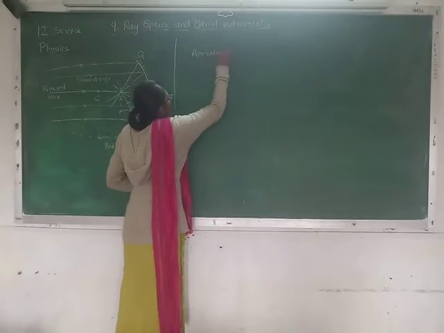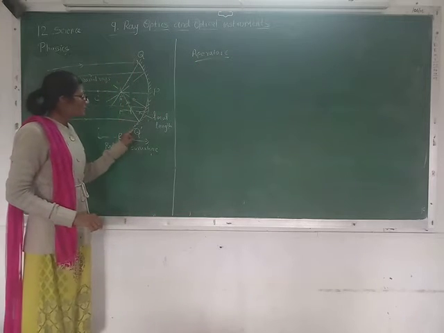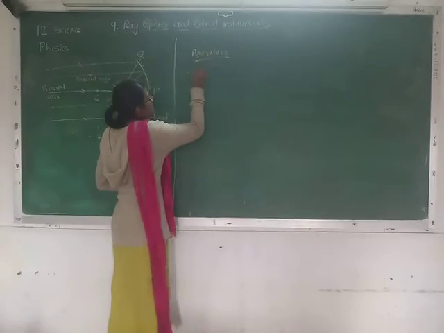Let us see another term, aperture. Here the diameter of this mirror, that is QQ dash, is called the aperture.